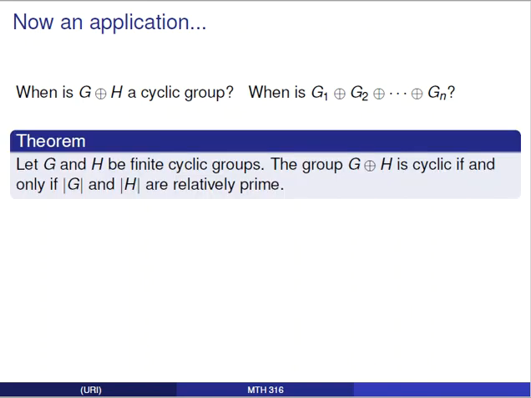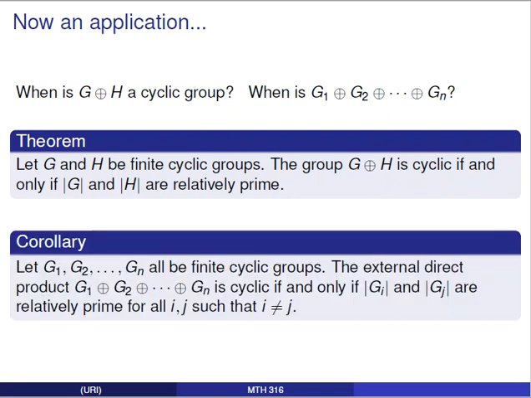Well, here's a theorem that will answer it for us. Again, we're going to omit the proof here, but you should try it. It's really not that bad. If G and H are finite cyclic groups, then the group G direct product H is cyclic if and only if the order of G and the order of H are relatively prime.